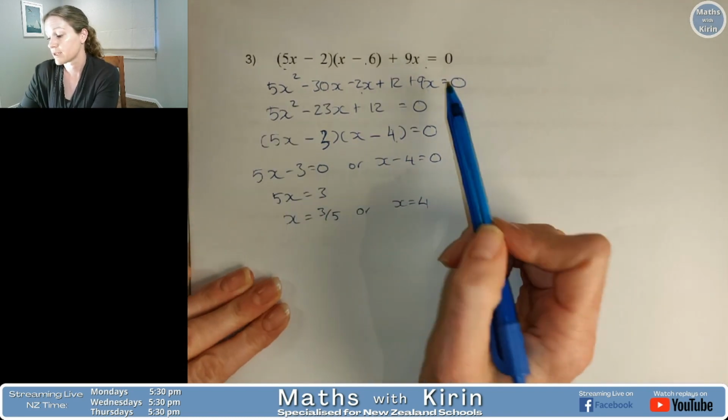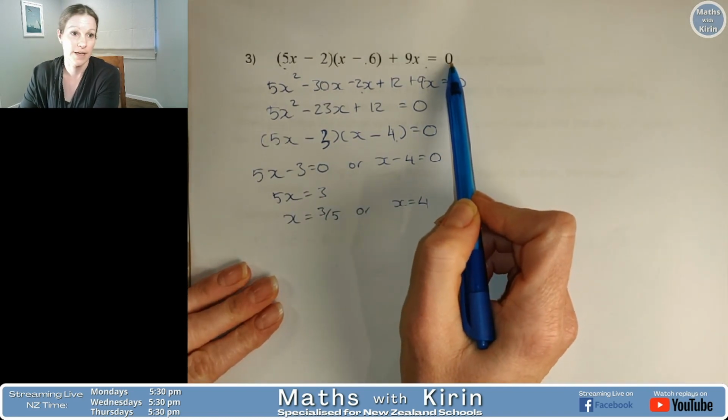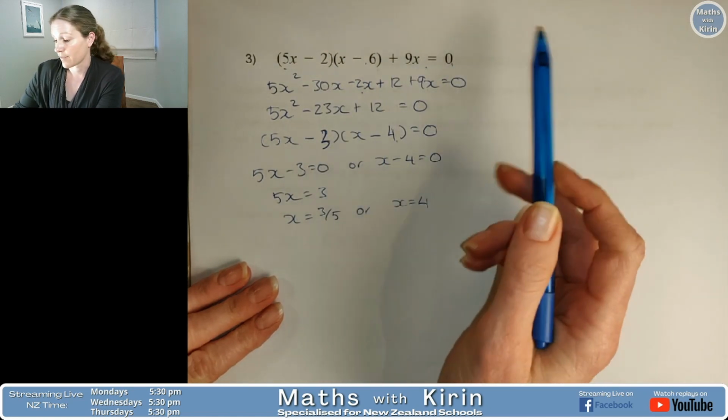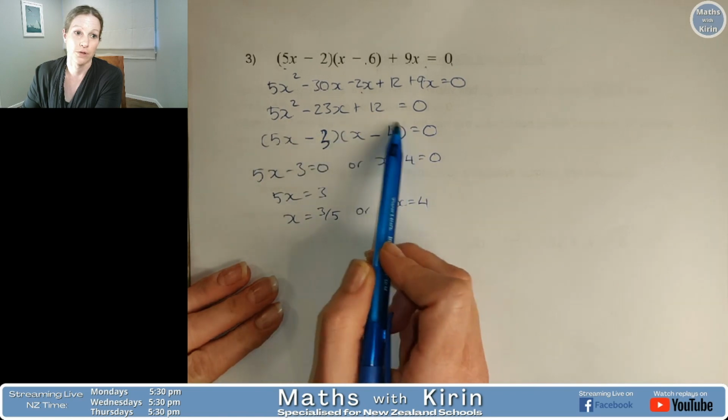Okay, and remember, the reason we're making it equal to 0 and factorising is because we're finding two things that multiply to give us 0. And so if that happens, then one of those two factors has to be 0.